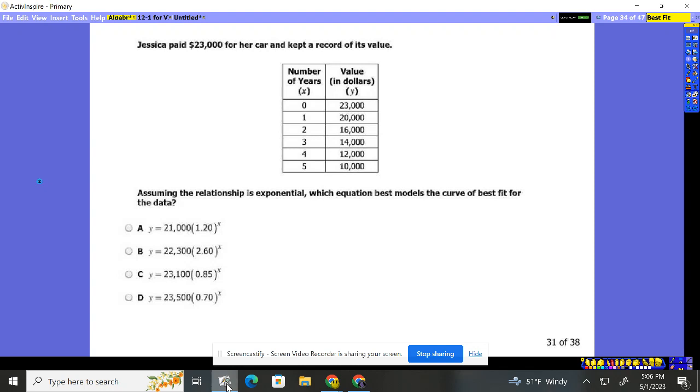All right. Jessica paid $23,000 for her car and kept a record of its value. This is obviously an old problem. Assuming the relationship is exponential, so it's y equals some original value times b raised to the x, right? That's what we have for our exponential curves. Which equation best models the curve of best fit for the data?